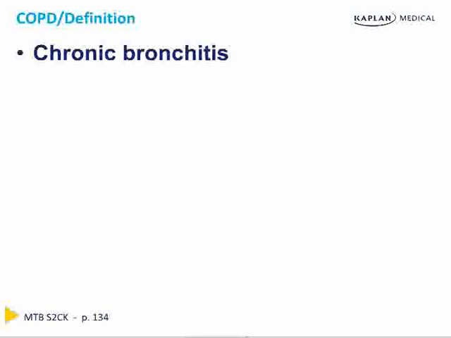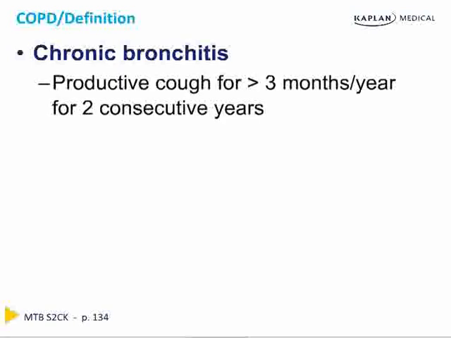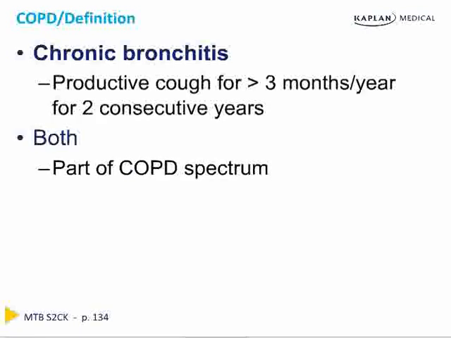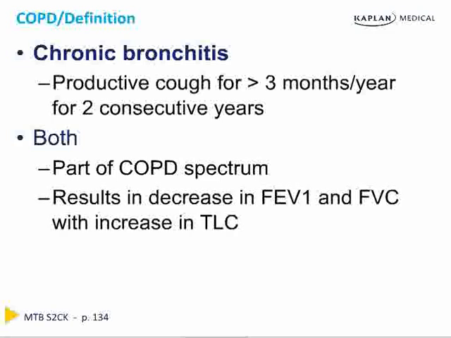Chronic bronchitis is defined as a productive cough for greater than 3 months per year for 2 consecutive years. Both emphysema and chronic bronchitis are part of the COPD spectrum. They result in a decrease in the FEV1 and the FVC with an increase in the TLC. The FEV1 is the forced expiratory volume in 1 second, the FVC the forced vital capacity, and the TLC the total lung capacity. You can imagine that obstruction to exhalation of air is going to result in a decrease in the FEV1 and the FVC.